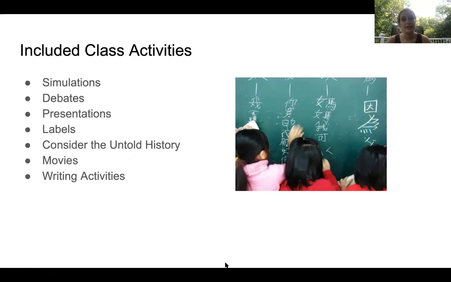So here are some included class activities: simulations, debates, presentations, the labels activity, Consider the Untold History, movies, and writing activities. The Consider the Untold History activity, which we have not touched on yet, would be an activity in which students would take a historical event and consider it from the perspective of the people that it is not usually told from. An example of that would be the American Revolution being told by the British instead of the American side, so we could understand why that happened and why that conflict took place.